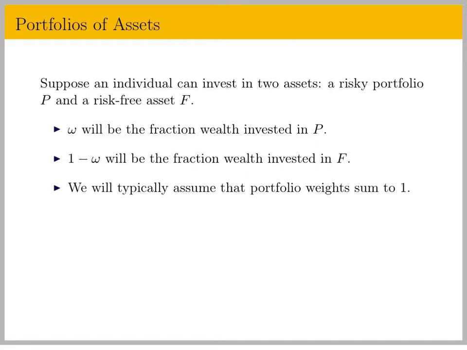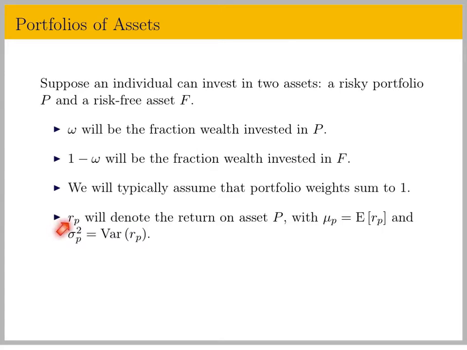As we build portfolios in the lectures to come, we're typically going to assume that portfolio weights sum to 1. And this can be seen in what we've just done. We say some fraction of the investor's wealth is going into portfolio P, and then all the remainder, 1 minus omega, will go into the risk-free.